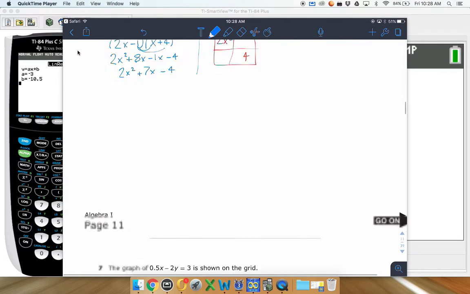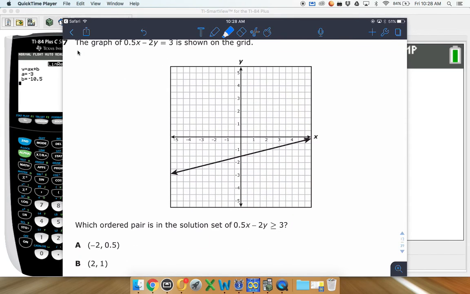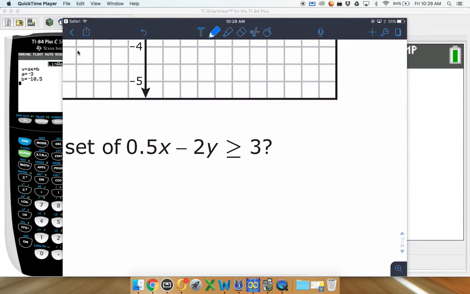Okay, moving along. The graph is shown here on the grid. Which ordered pair is in the solution set of 0.5x minus 2y greater than or equal to 3? Most of the time we see this inequality sign, the greater than or equal to, and we know we have to do some type of shading. A lot of people, if they see greater than, want to shade up. Usually that's true, but we have something weird going on here: if you divide or multiply by a negative number, it flips your inequality sign. That's what's going to happen here.